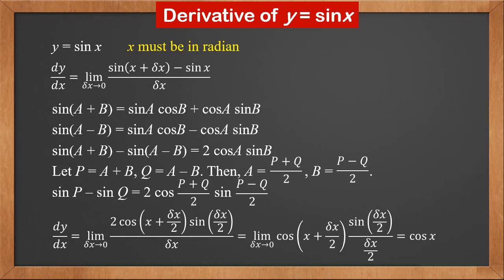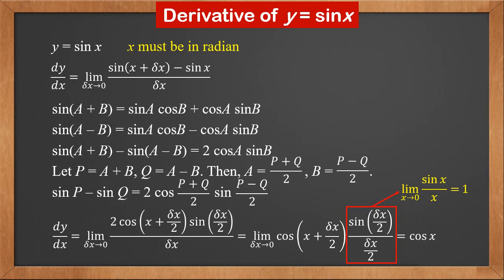We use this formula to change the numerator into 2 cosine x plus half delta x sin half delta x, over delta x. Divide 2 on both sides. The limit can be written as, cosine x plus half delta x, times sin half delta x over half delta x. Since x is in radian, the limit of sin half delta x over half delta x is 1 when delta x approaches 0. The limit of cosine x plus half delta x is cosine x. Therefore, the derivative of sin x is cosine x.